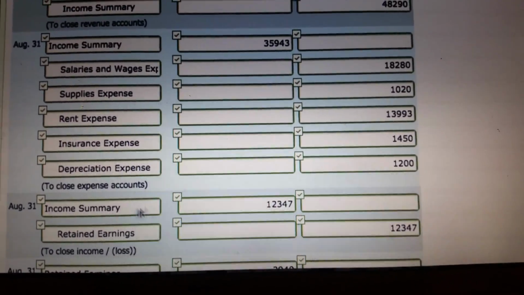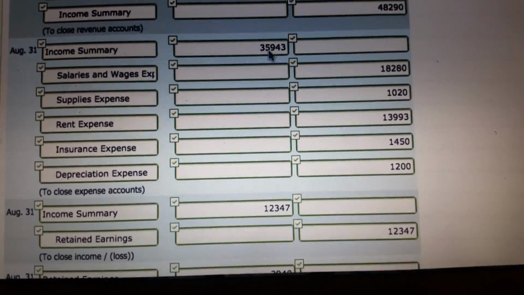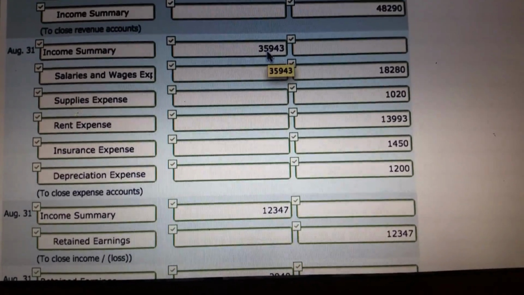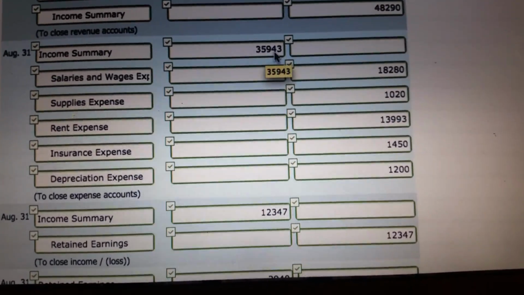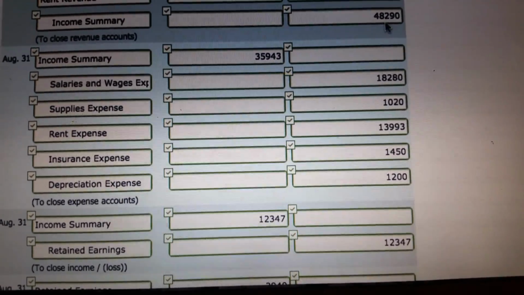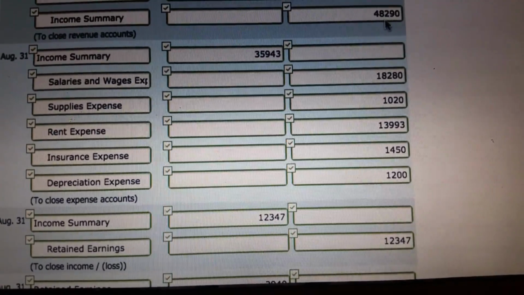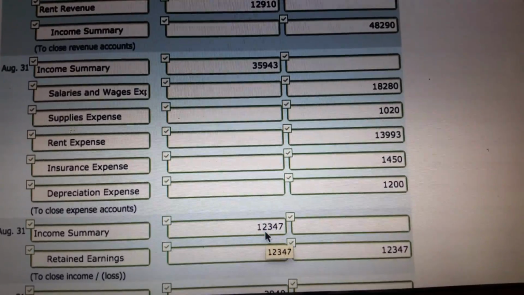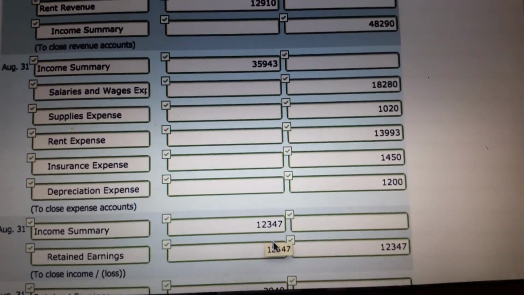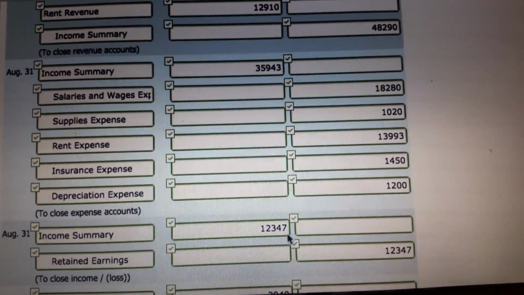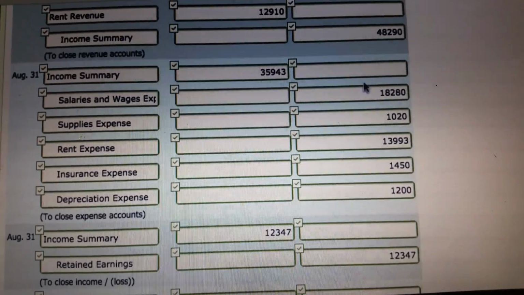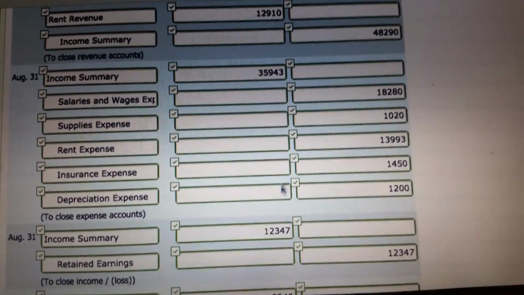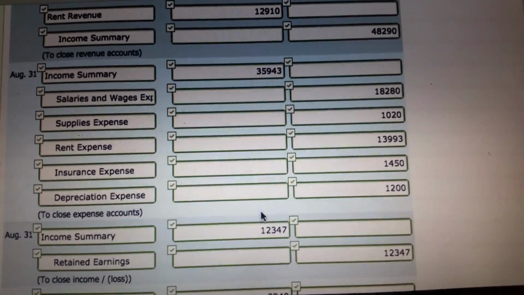And we continue on moving on to our total closed income or loss. What we did right here, we subtracted our expenses of 35,943 from our revenue of 48,290, leaving us with 12,347. And right here on this section, this must zero out. Since these were our revenues and expenses, they have to equal or zero out.